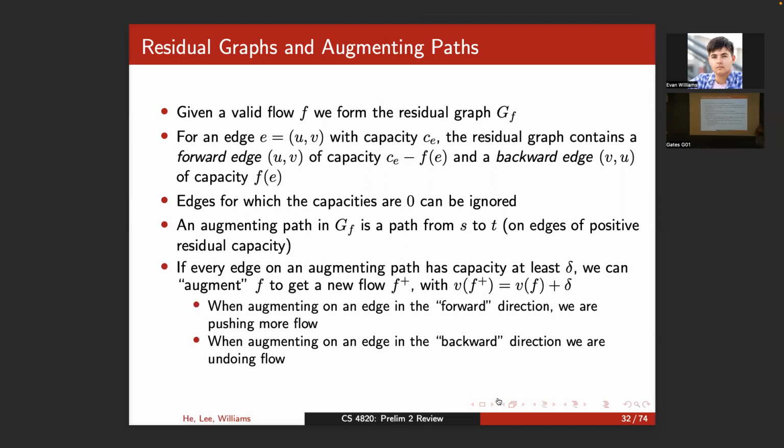So if every edge on an augmenting path has a capacity of at least some delta, we're able to augment f to get a new flow where we add that delta onto our original flow. So we need to be able to find that S to T path, and we need to find a delta such that every edge has a capacity of at least that, and then we can add that to our original flow. And that's how we eventually find max flows. Once we can't find an augmenting path anymore, then we know that we have the value of our max flow. Everybody understand residual graphs? Awesome.